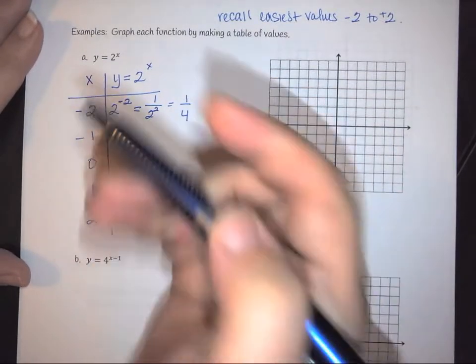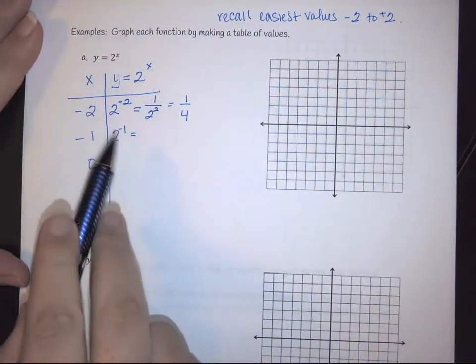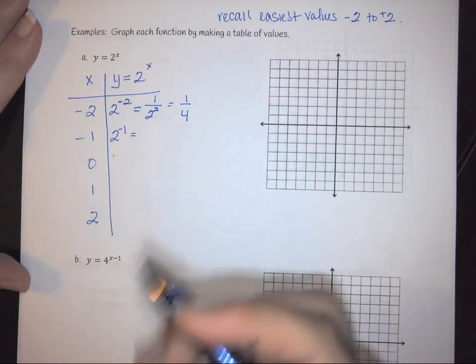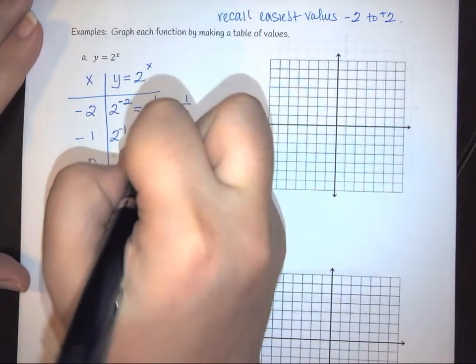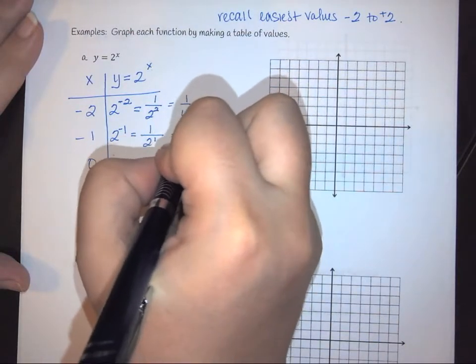Now here I need to do it again. So I have 2 to the negative first. Again, this is a negative in my exponent, so I have to flip it, which means I flip it to the bottom. So this becomes 2 to the first, which is just simply 1/2.